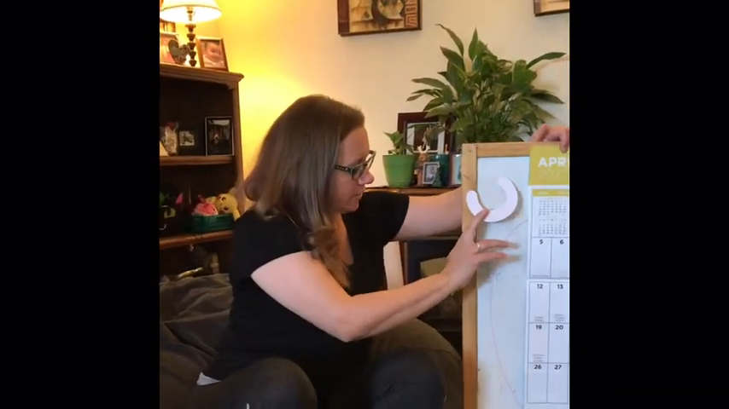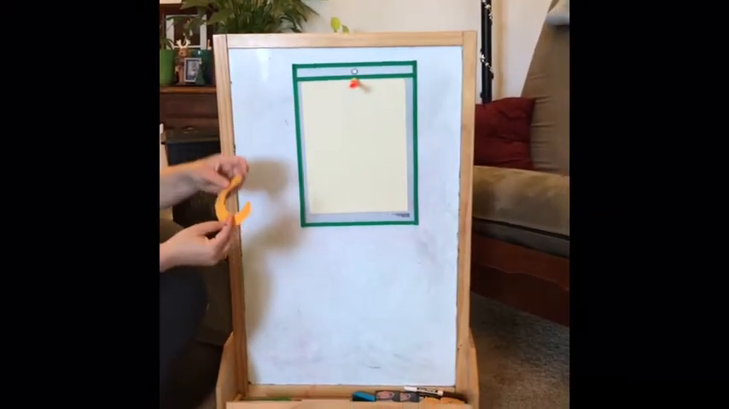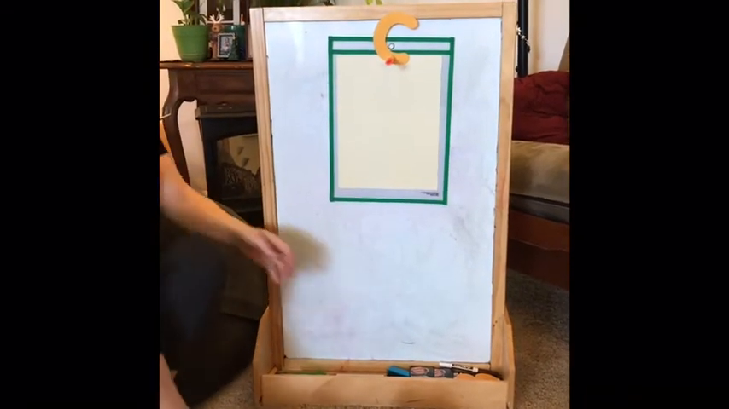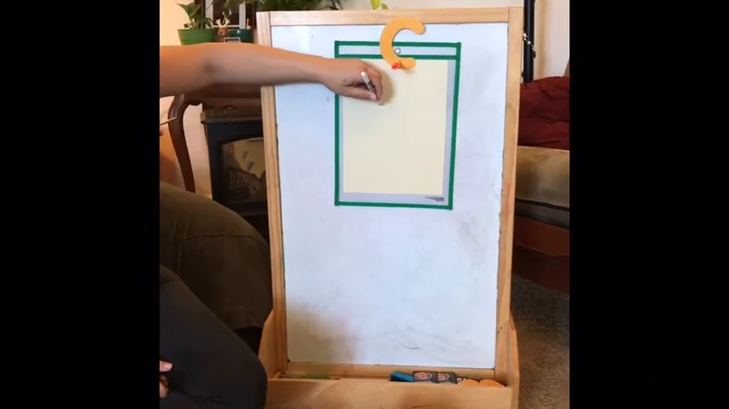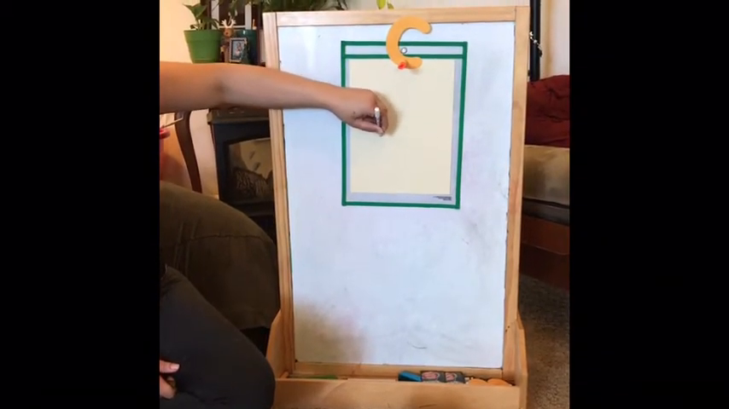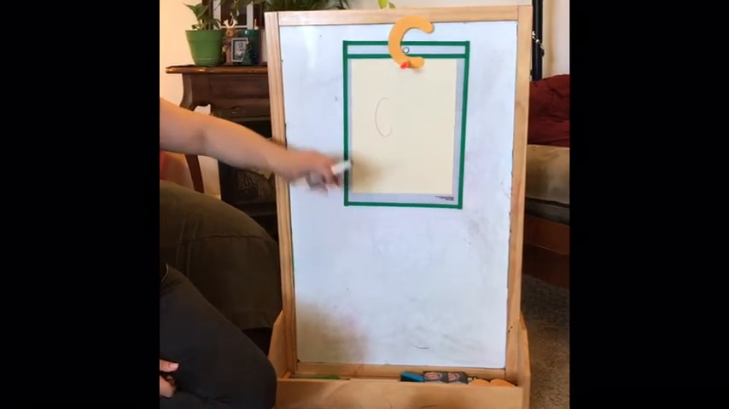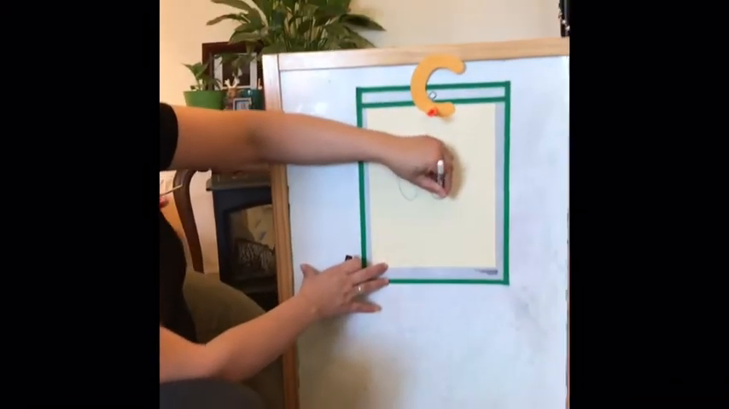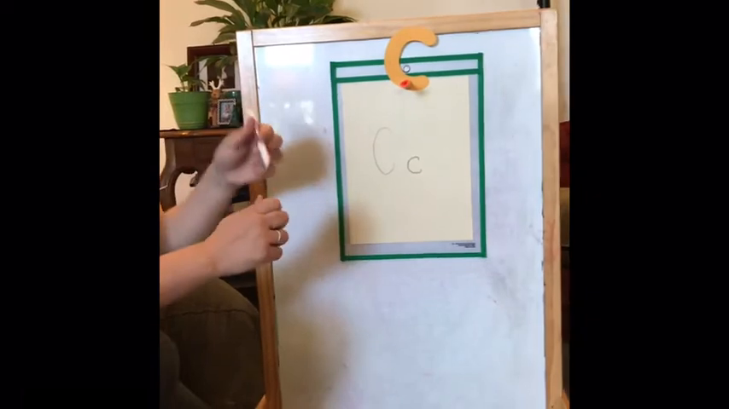Let's turn our board around. Can you write the letter C? Should be pretty easy. Look at that. All right, so the letter C is almost like an oval, but it's not closed all the way. So we go around and stop. Oops, that looks kind of like a G. Let's fix that. That is a capital C, and a lowercase c is just a little bit smaller. Kind of like an oval that's open. So that's our letter C.